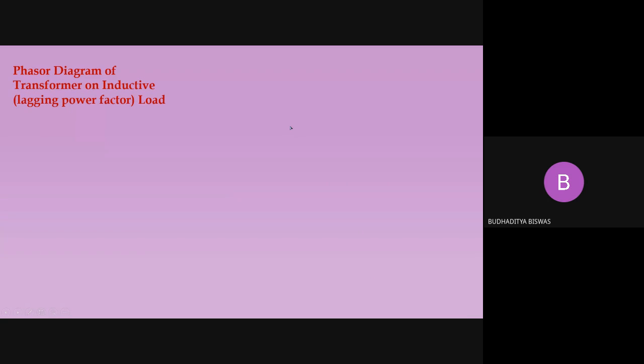Lagging power factor means that at the load side, the current lags the load voltage by an angle phi. Now this current is not only flowing to the load, it also flows through the secondary resistance and reactance. For the resistance there should not be any phase difference, so these two red lines are parallel to each other. For the reactance, the voltage drop across the reactance leads the current by 90 degrees. That's why this axis is 90 degrees from that axis.